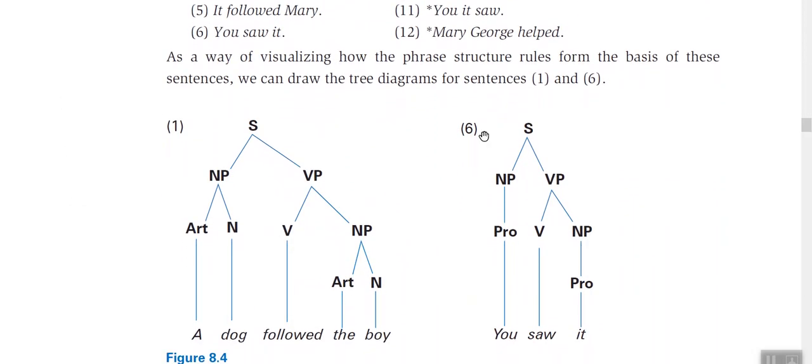You see here, we have this. This is the gist of it. We have a sentence, sorry, noun phrase and verb phrase. Okay, a dog followed the boy. How to make it in a tree diagram? Noun phrase, verb phrase. Noun phrase, a dog, consists of what? Article, a, and noun, dog. Clear. Verb phrase, we have verb, and from verb phrase we have what? Noun phrase, which is article, noun. Okay, a dog followed the boy.